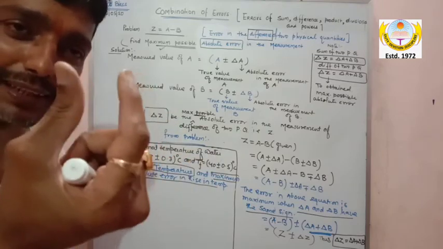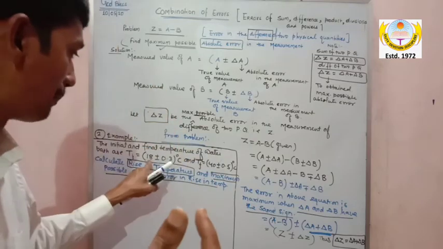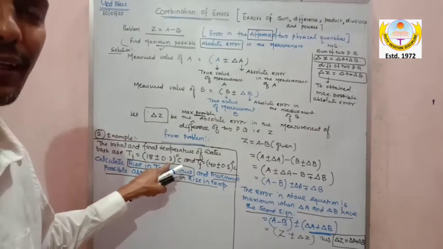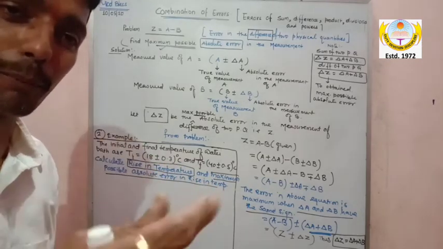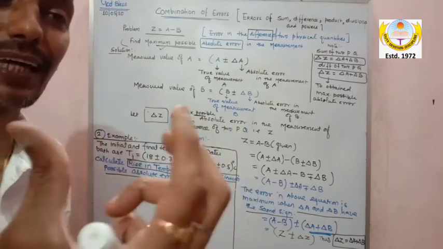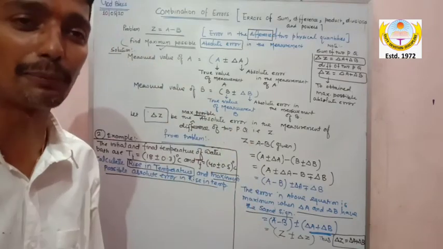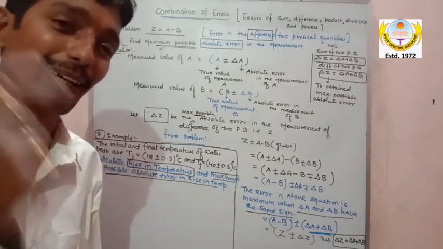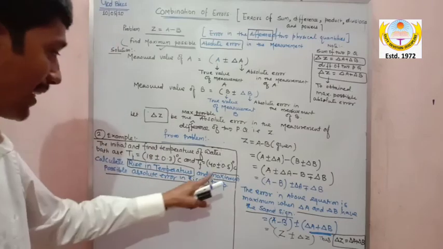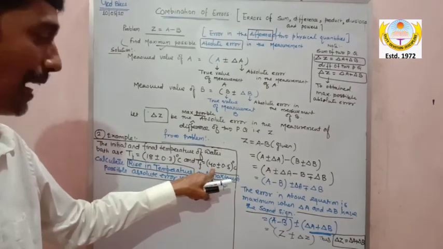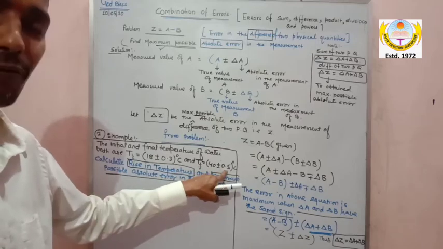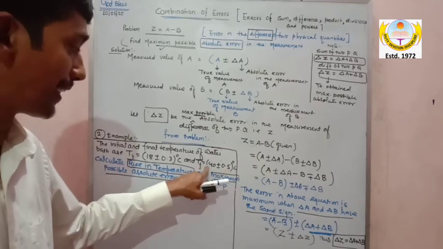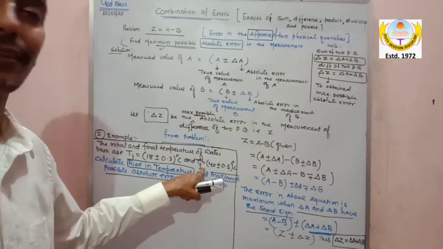And what is the difference of that measurement, sir? 17.7 means a difference of 0.3, 18.3 difference is again 0.3. It means this 0.3 is the absolute error, because absolute error is the difference between the true value and measured value. Similarly, here also, my dear, 40 is the true value of final temperature and 0.5 is the absolute error in the measurement of final temperature.